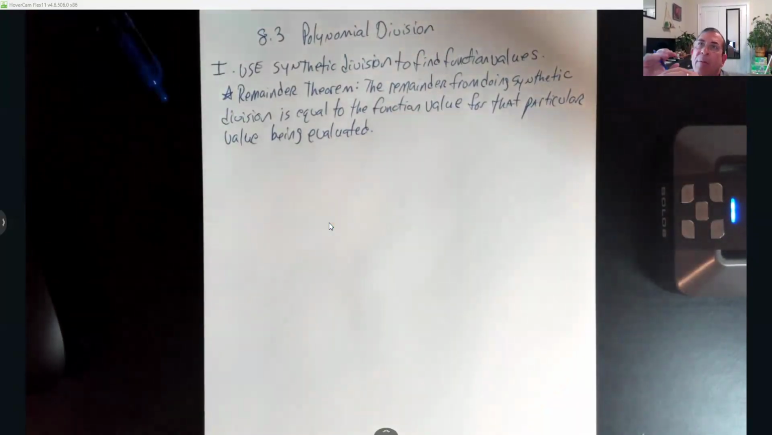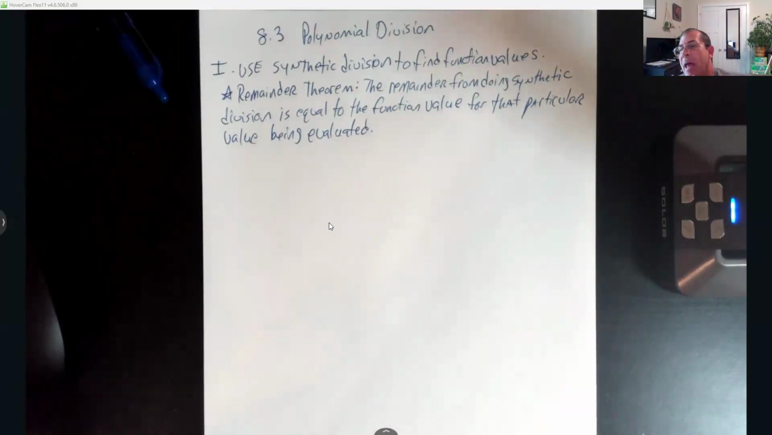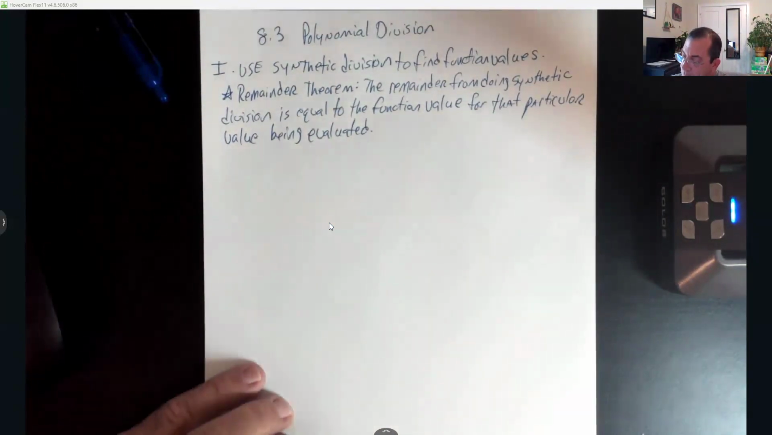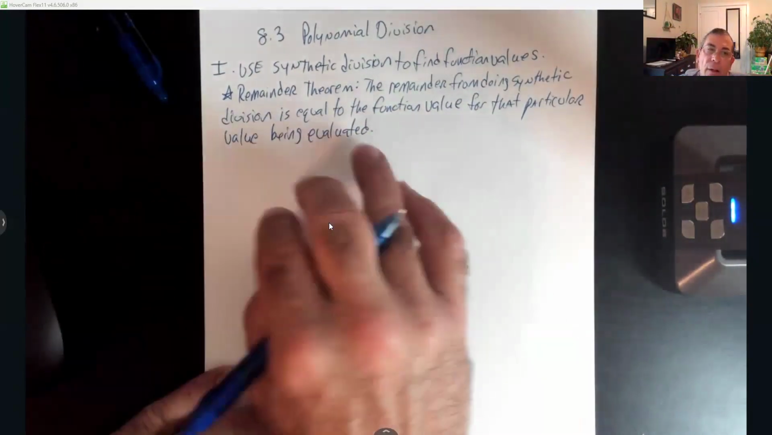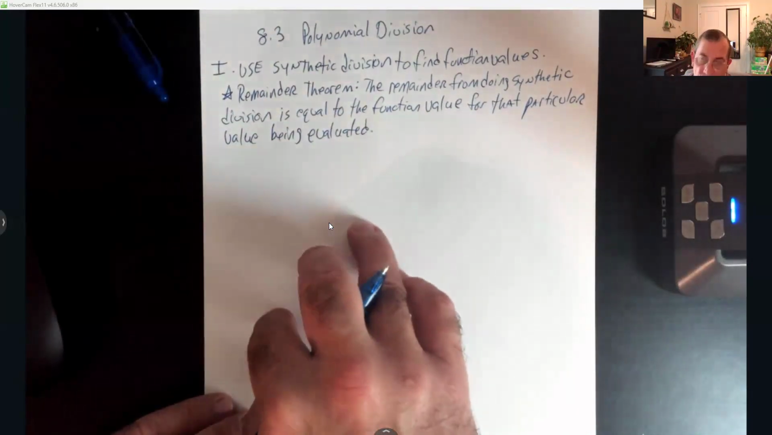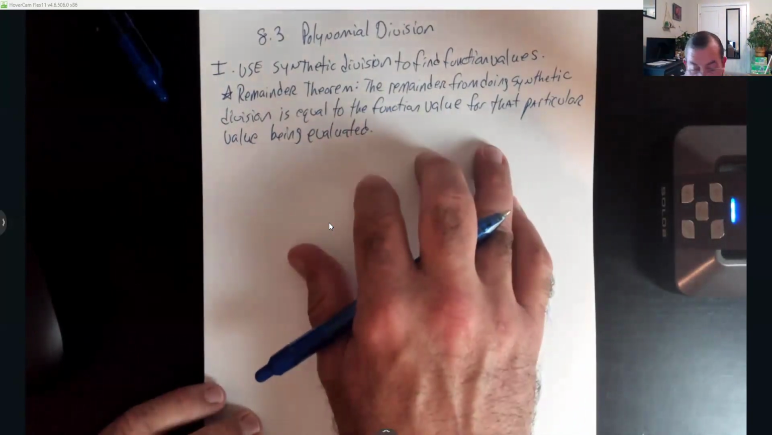So if I had a polynomial and I wanted to find f of 4, when I use 4 in synthetic division, that remainder that's left is equal to that function value if I had to put that number into the actual polynomial, okay? So we'll do a few examples doing this, and then we'll look at the other situation where we're going to use synthetic division.